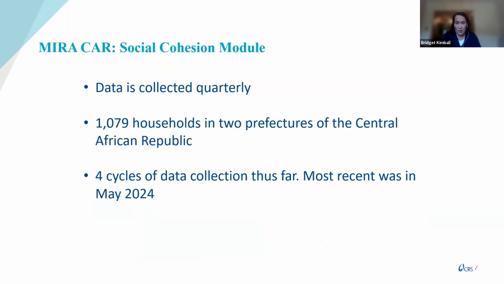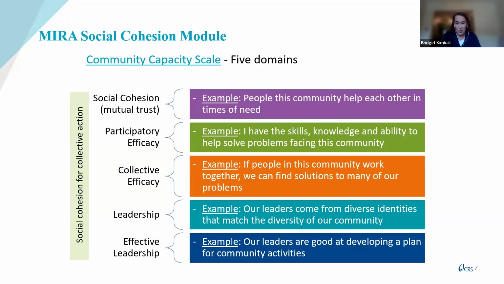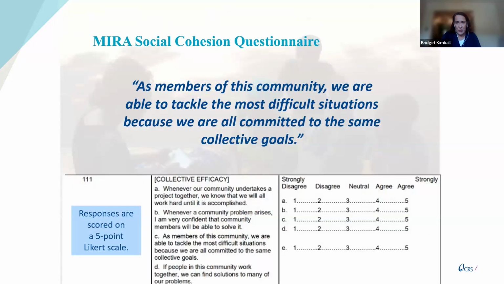There are 5 domains: social cohesion, here in the sense of mutual trust, participatory and collective efficacy, and leadership that helps foster an enabling environment conducive to collective action. The MIRA social cohesion module consists of a series of questions scored on a 5-point Likert scale. Enumerators read a series of statements, such as the one you see on your screen, and respondents are invited to share if they agree or disagree with each statement.